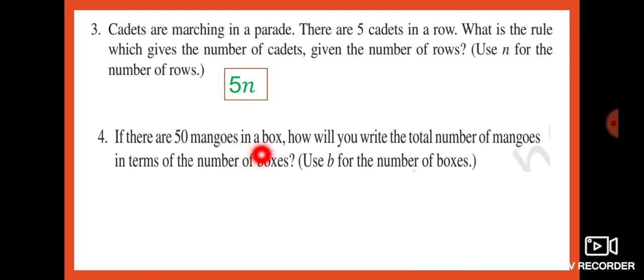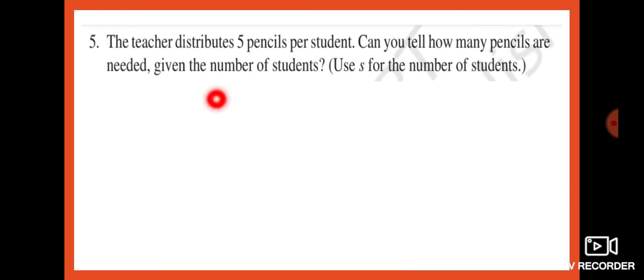Next, fourth question. If there are 50 mangoes in a box, how will you write the total number of mangoes in terms of the number of boxes? Use b for the number of boxes. Only 50 mangoes in a box, and use this variable. So it is 50b. 50 times b, that is 50b. Next, fifth question. The teacher distributes 5 pencils per student. Can you tell how many pencils are needed given the number of students? Use small letter s for the number of students. Only 5 pencils per student. So the rule is 5s.